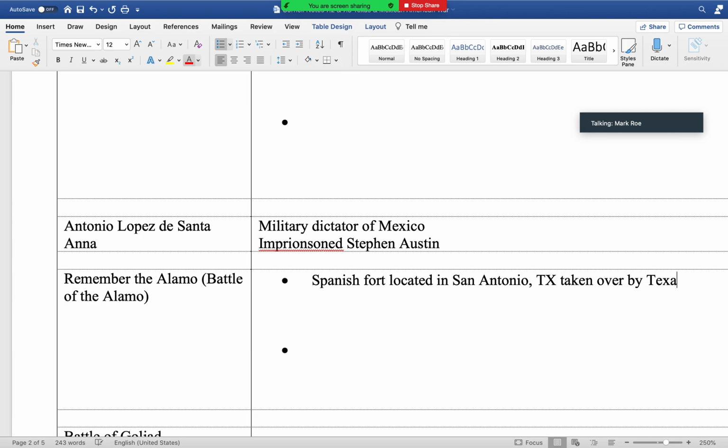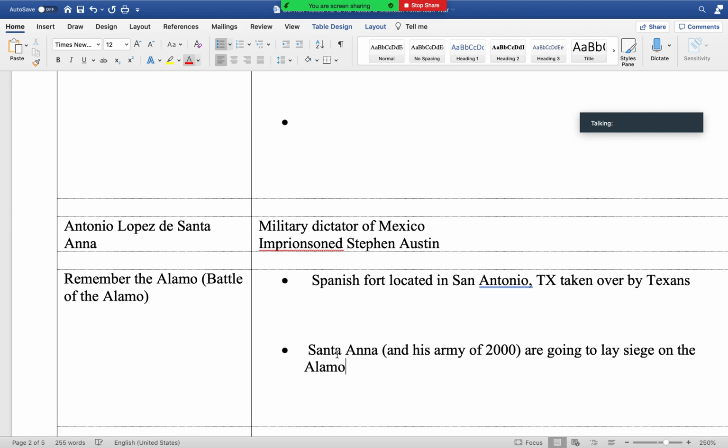And again, when we're saying Texans, juniors, we're referring to the white settlers. And again, they're going to hold it. Eventually what's going to happen, though, is Santa Anna and his army, and he had about 2,000 people marching with him. This army is going to go and meet up with the Texans at the Alamo. So Santa Anna and his army are going to lay siege on the Alamo.